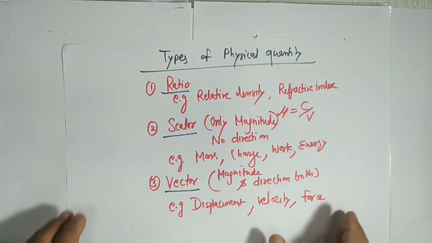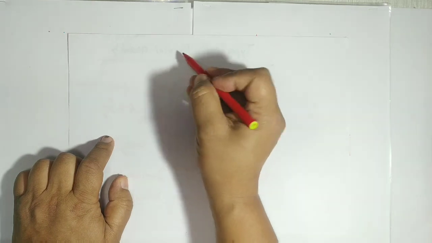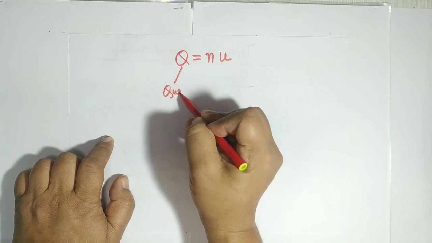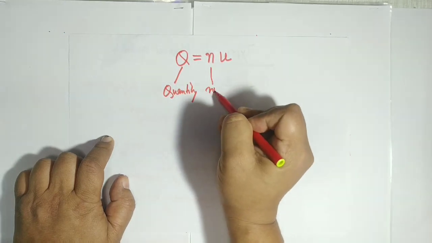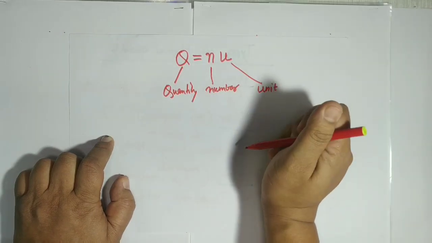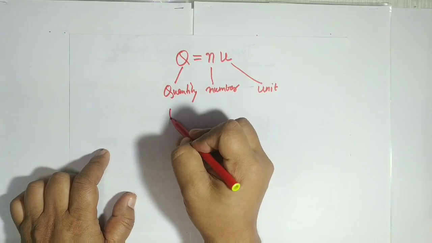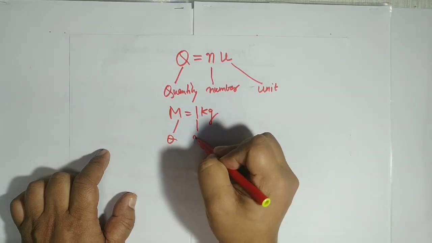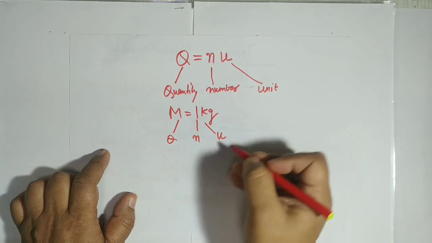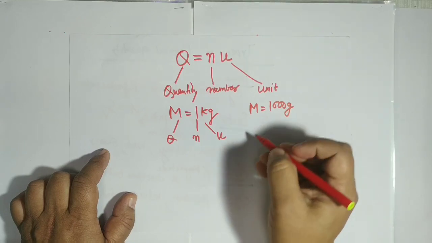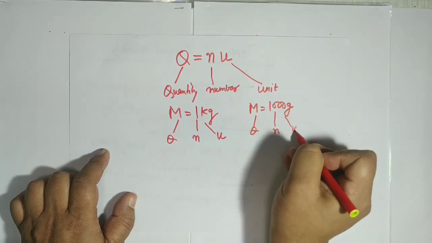Now when we talk about a physical quantity, it is denoted by Q equals n u. Q is a quantity, n is the number, and u is the unit. Say mass equal to 1 kg. What is mass? It's a quantity. What is 1? Number. What is kg? Unit. But then we know that mass can also be written as 1000 gram. It is also a quantity, a number, and a unit.